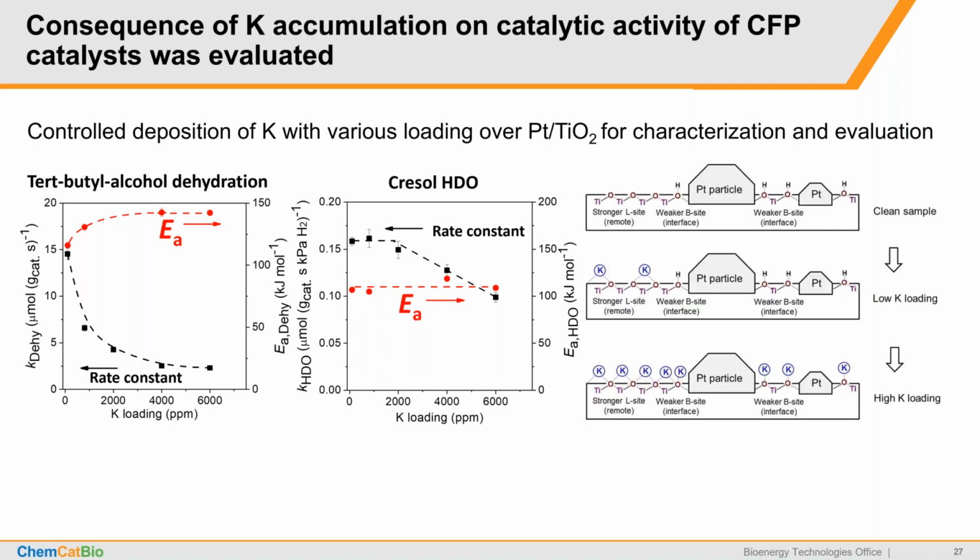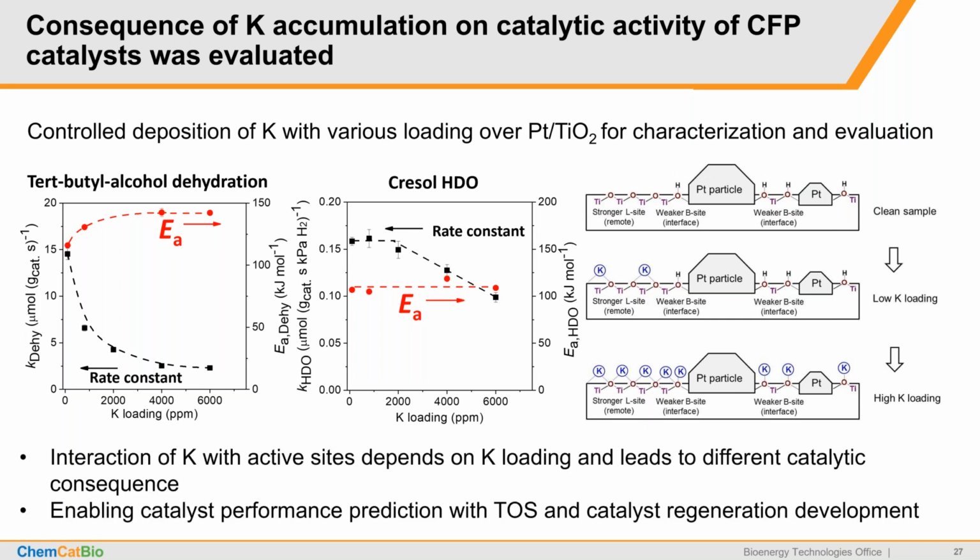Based on this information, we propose that for the potassium impact on this catalyst system, for a clean surface, you do have a metal active site and a Lewis acid site, or TiO2. At low potassium loading, the potassium looks like it deposits more remotely on the Lewis acid site, and only impacts the acidity and therefore the dehydration or acid-base catalysis reactions. At higher potassium loading, the potassium starts to interact with the interfacial sites, and you start to inhibit the HDO reaction, as shown at the bottom.